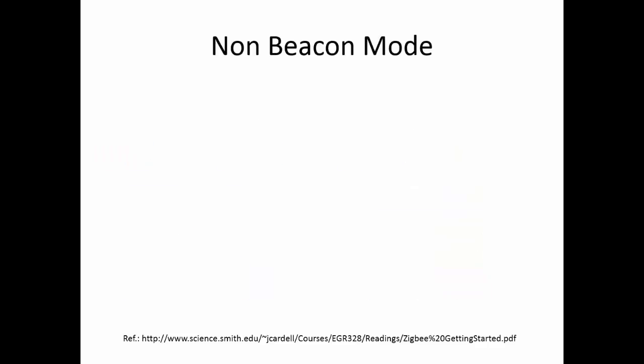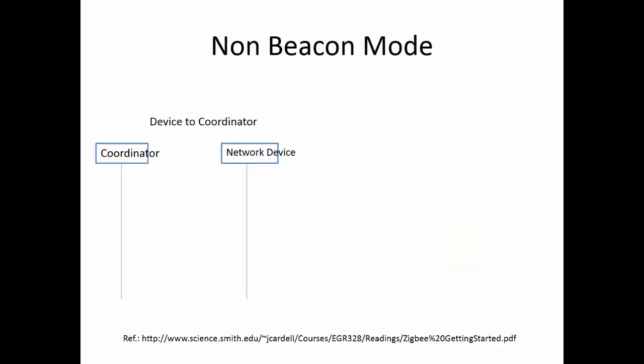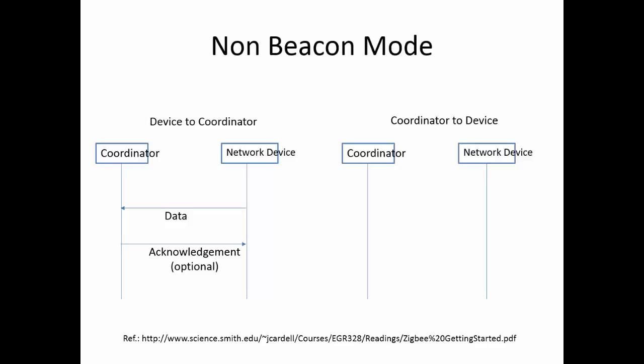For data transfer in case of non-beacon mode, if data needs to be transmitted from the device to the coordinator, data is sent by the network device, which may be acknowledged by the coordinator. If data needs to be transmitted from the coordinator to the device, the data request is sent by the network device, which is acknowledged by the coordinator, and data is sent, which is in turn acknowledged by the device.